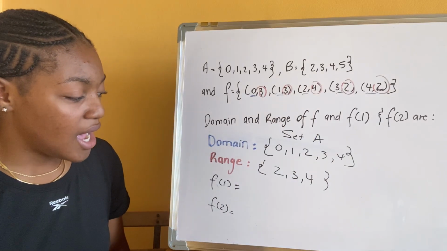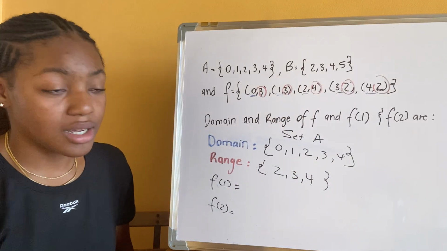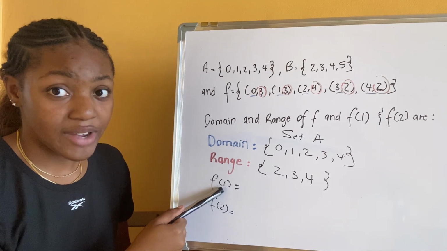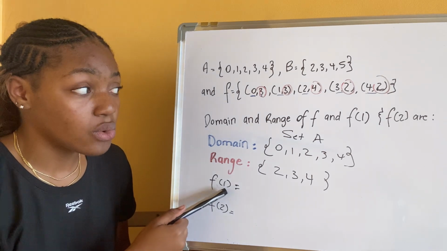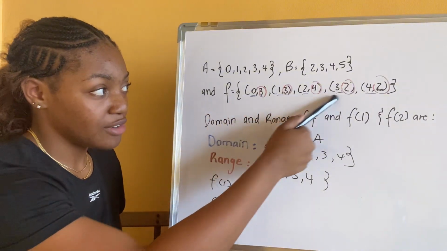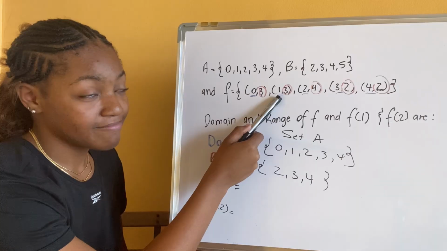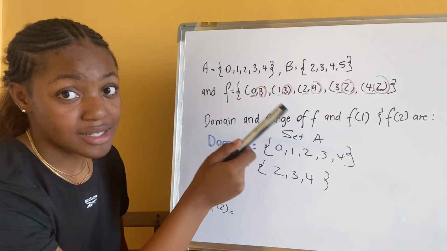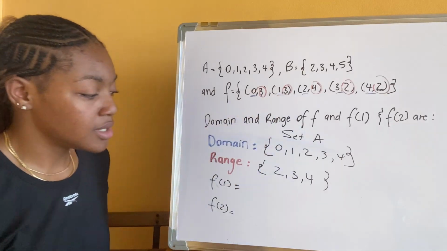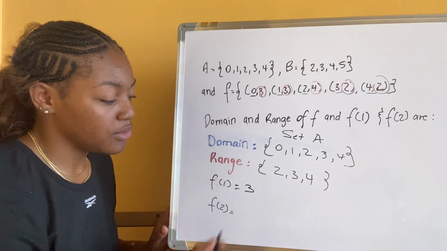And we want to find what is f of 1. 1 is the x value. So we're going to see where x is equal to 1. Looking right here, we see x is 1 right here. What is the y value for x is equal to 1? 3. So that means that f of 1 would simply be 3.